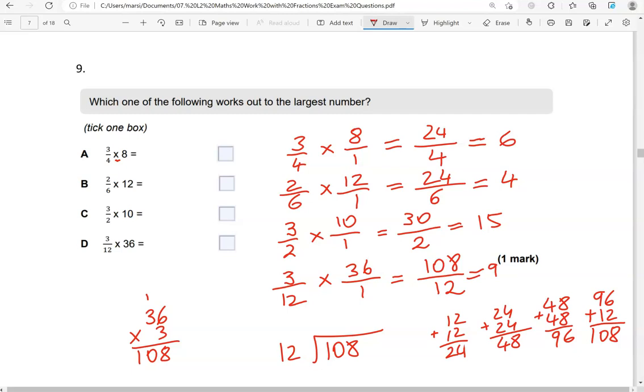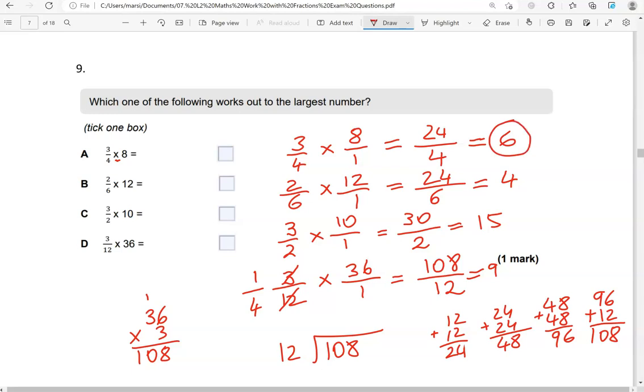To make this whole process for the last fraction easier, you probably noticed that 3 twelfths is the same as 1 quarter, dividing both numbers by 3. So it would have been much easier to use a quarter instead. So we'd do 1 times 36 gives us 36, 4 times 1 is 4, so 36 divided by 4 gives us 9. But I went through the long way just so that you can see the difference between the two methods as well. So now we've got the answers.